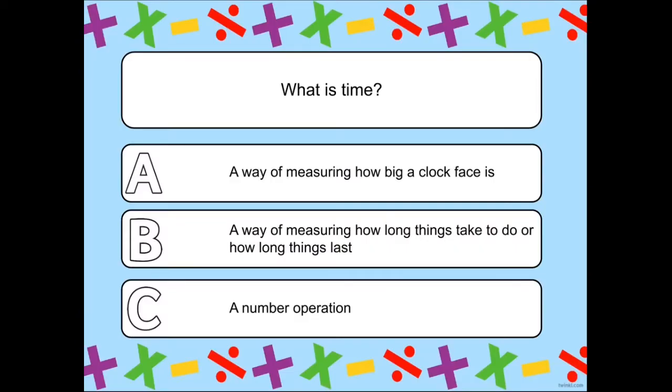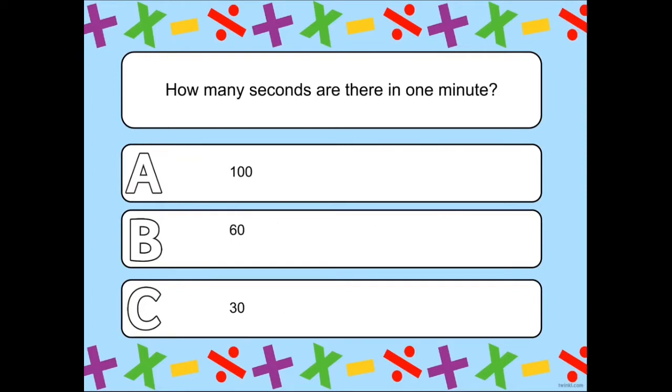Question 1. What is time? A, a way of measuring how big a clock face is. B, a way of measuring how long it takes to do or how long things last. Or C, a number operation. Question 2. How many seconds are there in 1 minute? A, 100, B, 60, C, 30.